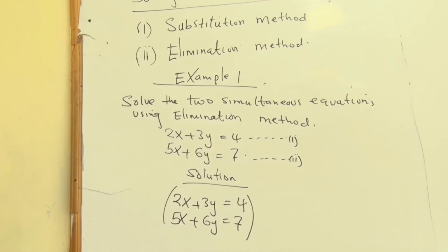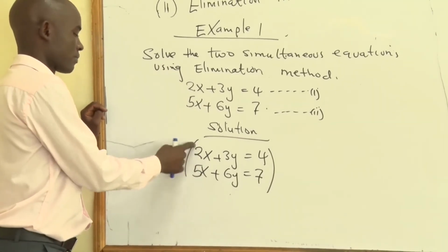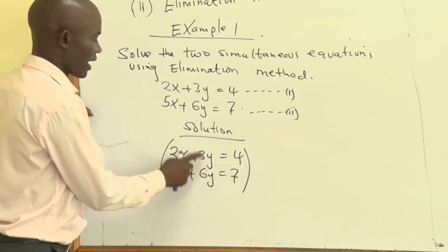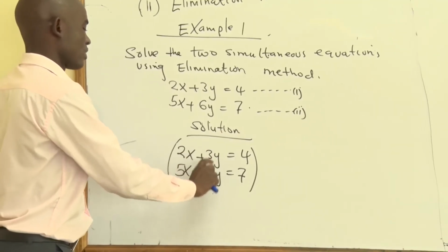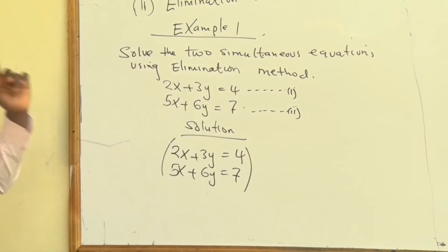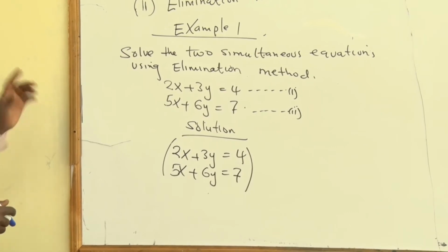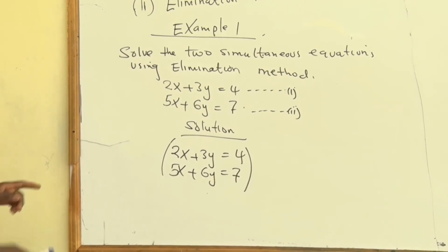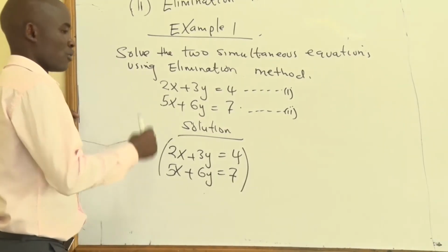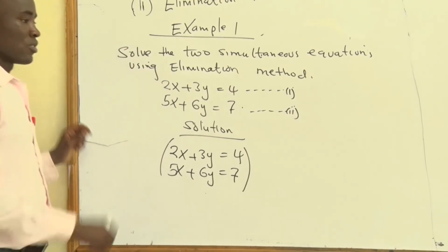So if you want to eliminate x, you must make sure the coefficients are the same. If you want to eliminate y, then you have to make sure that you get a number that will be able to multiply these two to make them similar, so that you subtract to eliminate them. So the first step is to interchange. You interchange the coefficients of the variable that you want to remove.